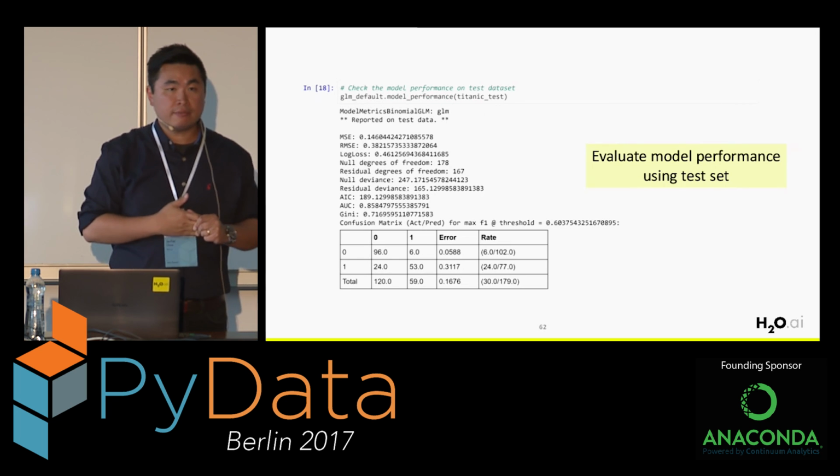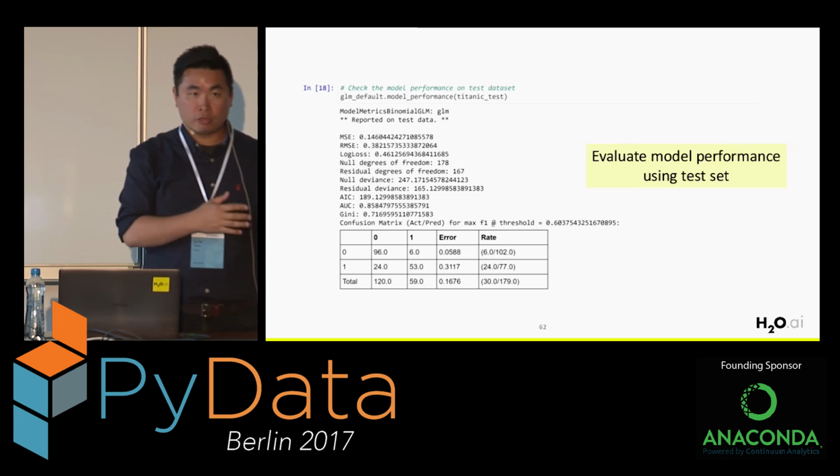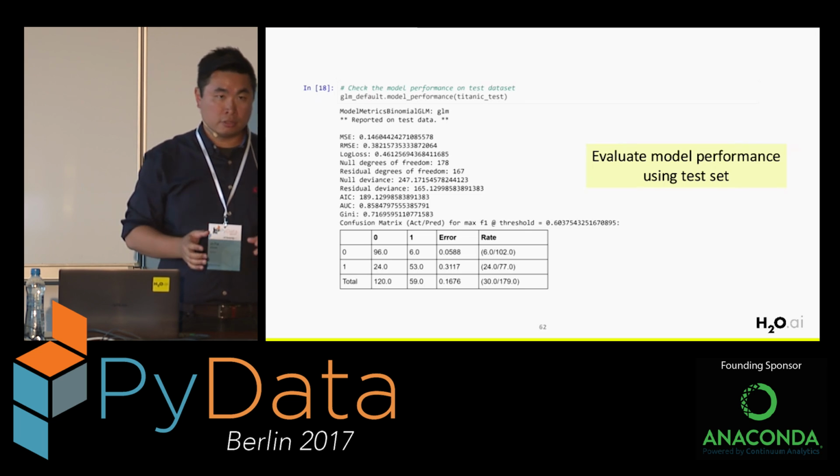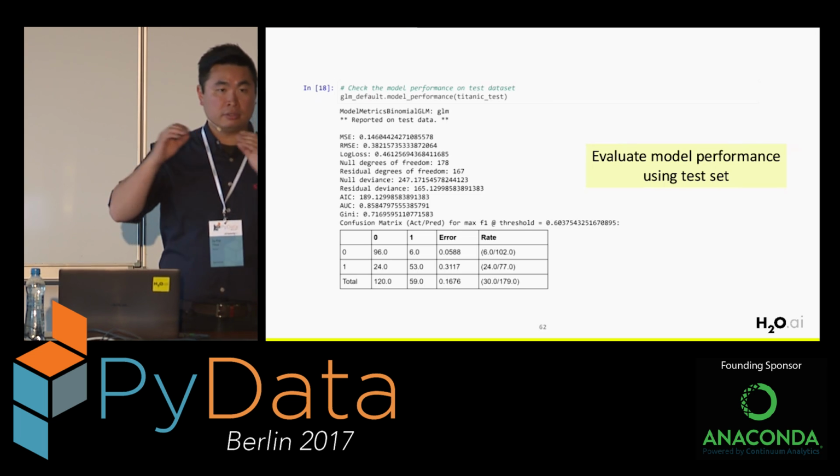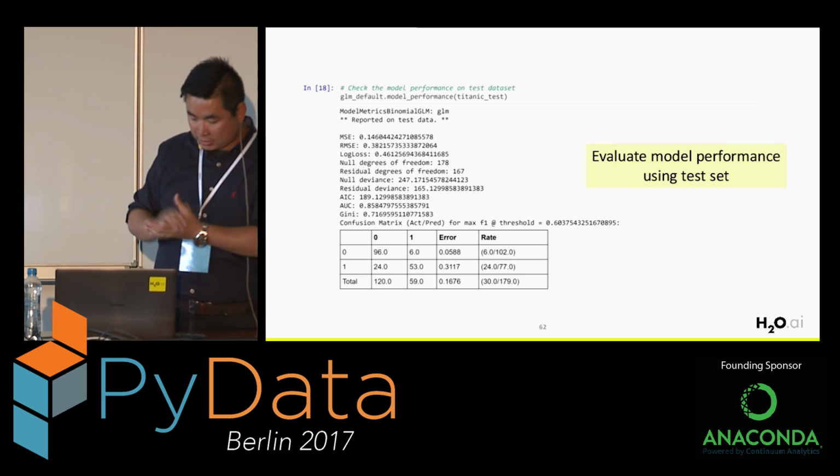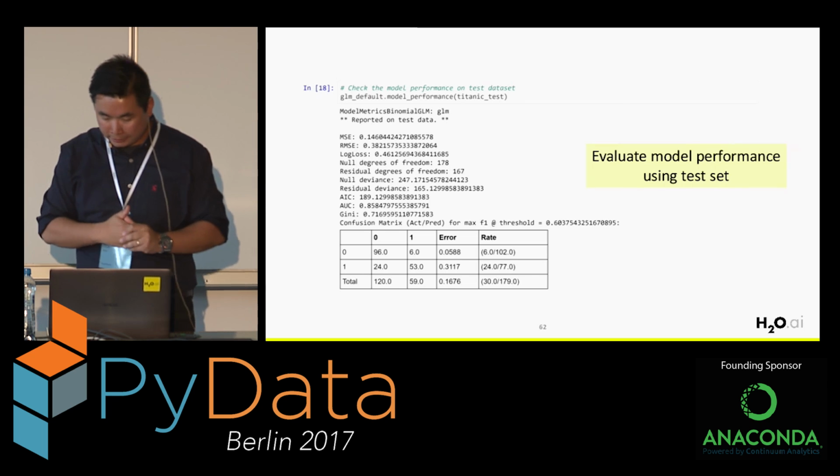And then we can do the same thing on the test dataset. So we use the model_performance function to look at the model performance on the unseen test dataset, and then we give you some results like that.